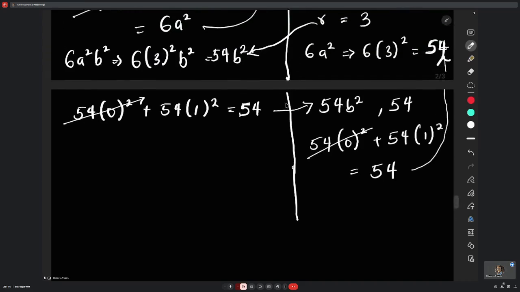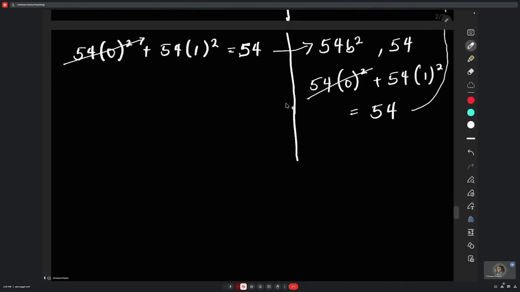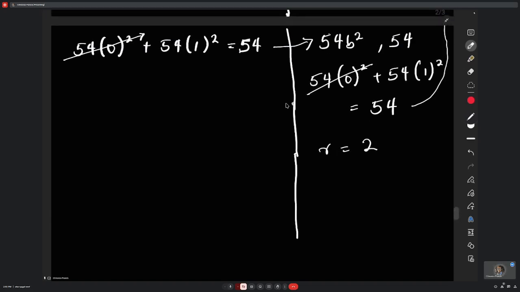So since it's equal, the verifier samples a random challenge. What should we use as a random challenge? Let's use 2. So the verifier evaluates 54b squared at 2. So what is this going to give us?